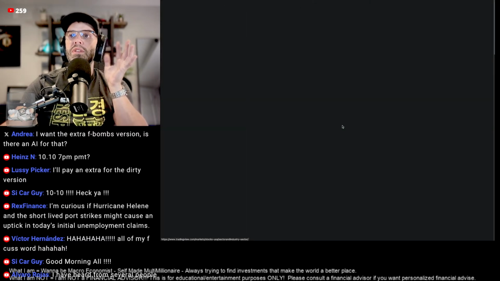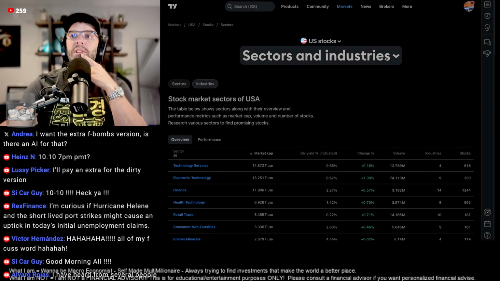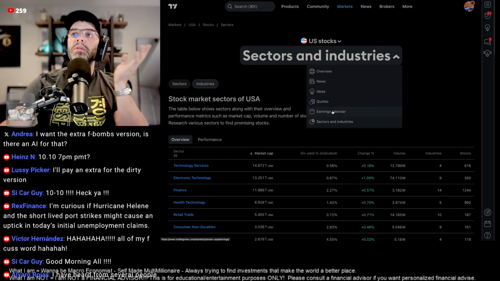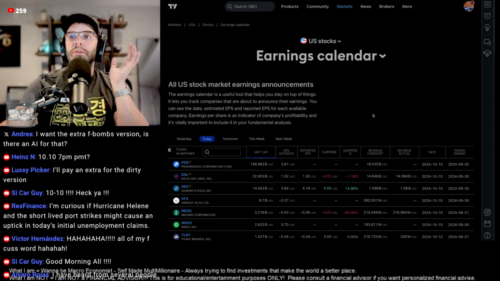Looks like they do have sectors and industries, but I think that's just separate stuff. Stock market sectors of the USA table overview, performance metrics such as market cap. Yeah, it doesn't show anything about earnings. Anyway, so this is kind of cool. I love finding new toys.